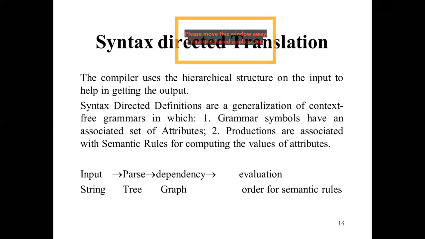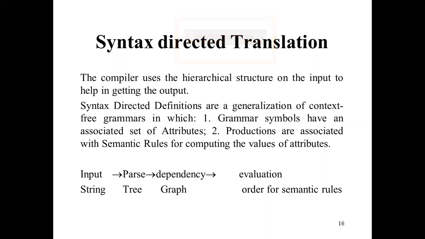Now we can see what this is. Suppose we have the input string. From the input string, first we will draw the parse tree. This is the proper way. Then from the parse tree, we will draw the dependency graph, and from the dependency graph, what is the last step? The evaluation order for semantic rules. From the dependency graph, we will get the evaluation order for semantic rules.